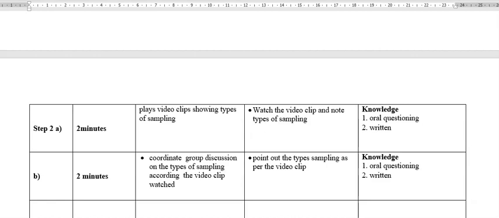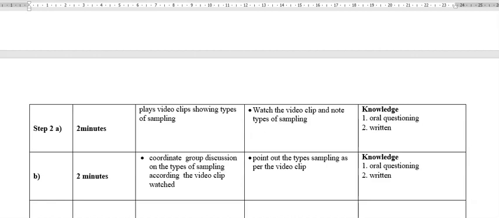Group 1. What have you identified from the clip? Yes, Joshua? Okay, that's correct. Joshua is saying that they identified the different types of sampling. Group 1 member, who can tell us the types of sampling identified? Yes, Jane? Yeah, that's correct. They identified the probability type of sampling. What about it? Yes, Joshua?